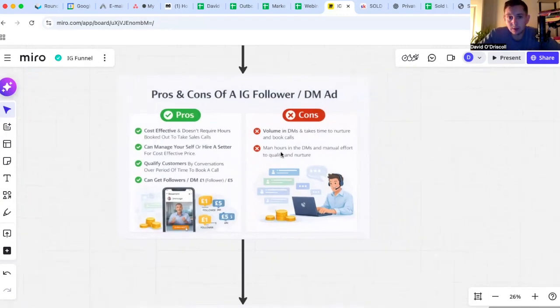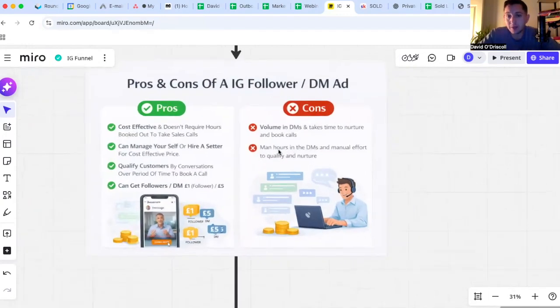Now, the cons are volume in the DMs take time to nurture. So you're not going to get a follower coming in immediately and wanting to buy off of you. You're going to have to build rapport with them. And then man hours in the DMs, if you're really trying to push, can be quite labor intensive. So what you can do is get a setter in place and they take over that time for you. And then from there, when the conversation gets to the right point, you would be able to take over and push them into a potential call.